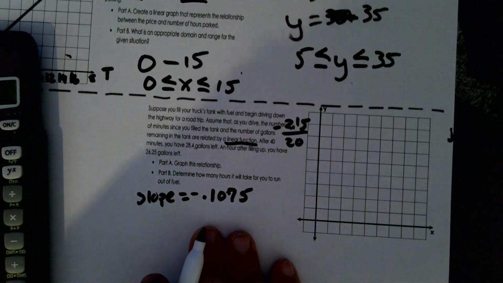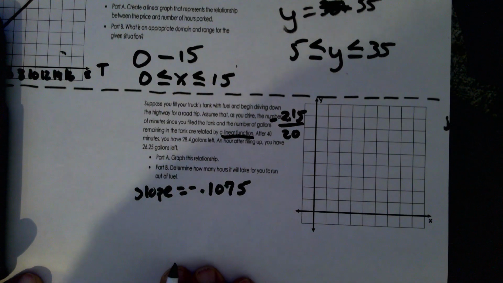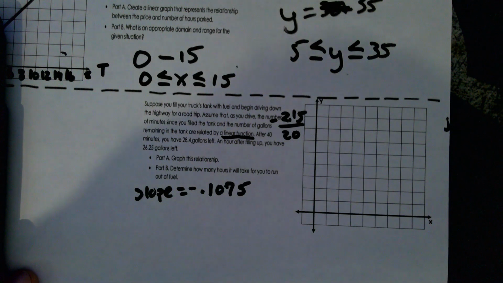Okay, so we got the slope. Let's create ourselves a linear function with this information, and then we want to know how many hours till we run out of gas. So we're going to find out the starting point, because we've got to graph it, and then the x-intercept.